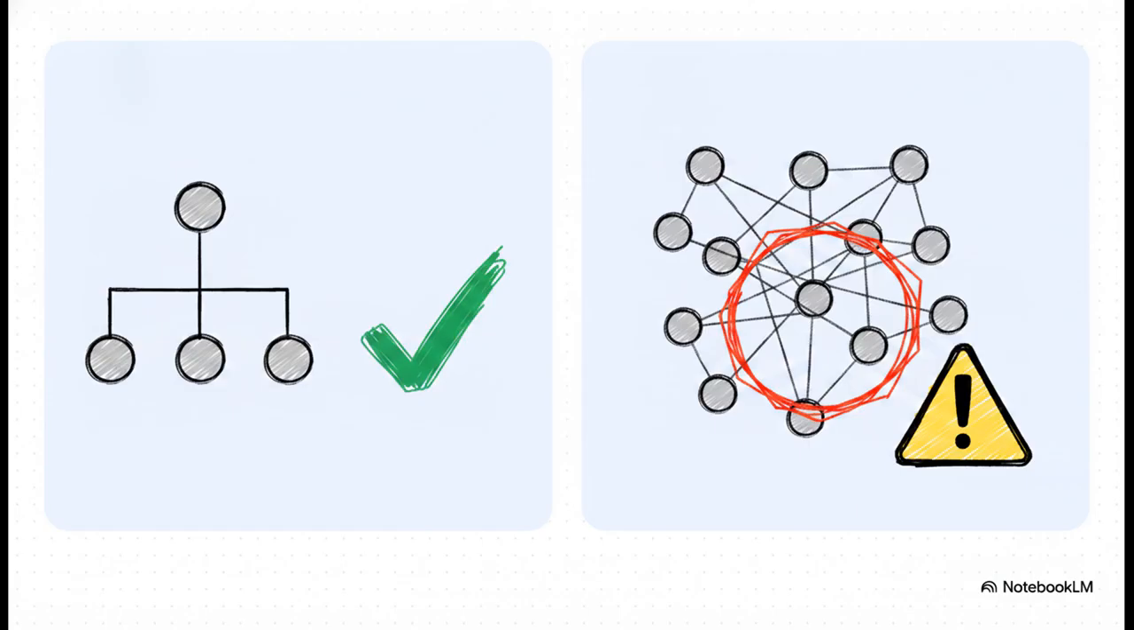But here's the crucial point. You have to know your environment. In a tree BFS, the structure is naturally safe, right? There are no cycles, so you don't even need a visited set. It's literally impossible to loop infinitely. But in a graph BFS, connections can loop right back on themselves. You absolutely must track your nodes with a visited set to prevent catastrophic infinite loops. It's a total game changer.